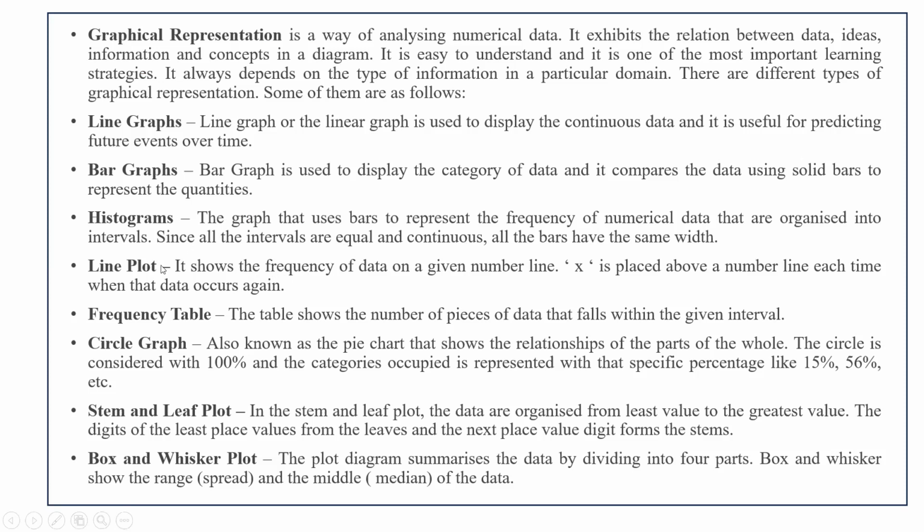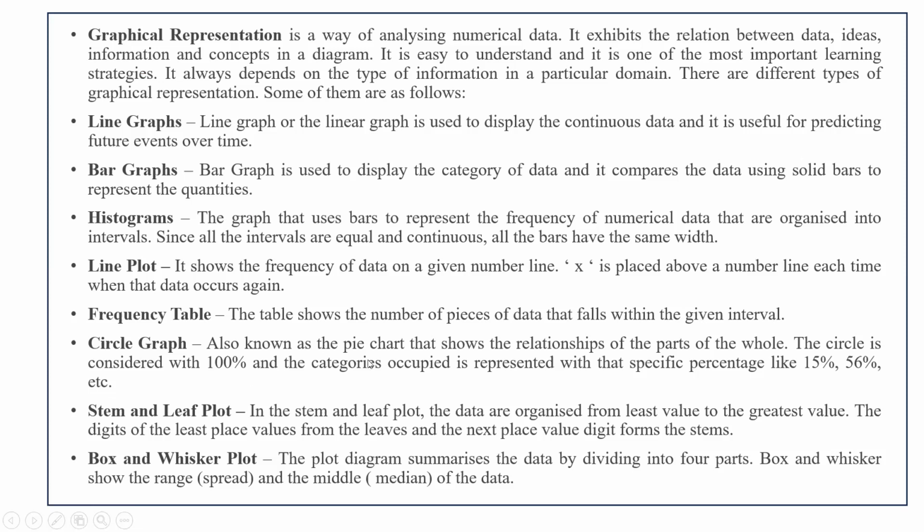Now the line plot shows the frequency of data on a given number line. An x is placed above the number line each time the data occurs again. Then the frequency table shows the number of pieces of data that fall within a particular given interval.